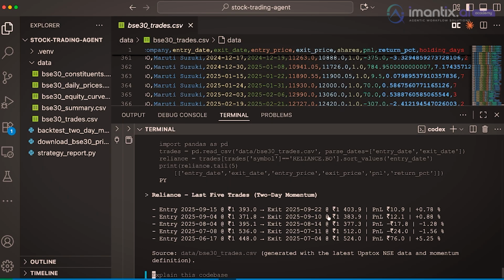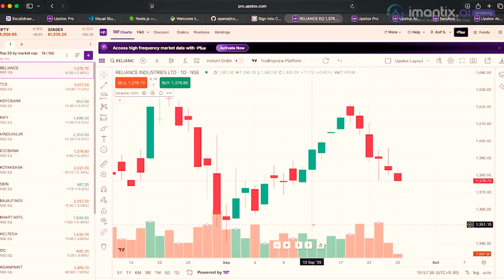So the earlier one, which we said that the stock price drops consecutively, that was not matching the visual representation that we are seeing at Upstox. And I think this one matches, it's clearer to observe and see.